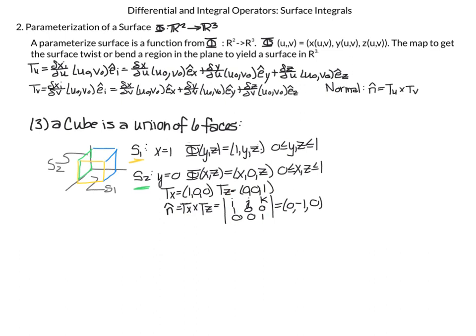I do the cross product and I get 0, negative 1, 0, which is easy to see that would be the case because on this green face, you can see the normal vector points straight to the left in the negative y direction, which is exactly what we have calculated.